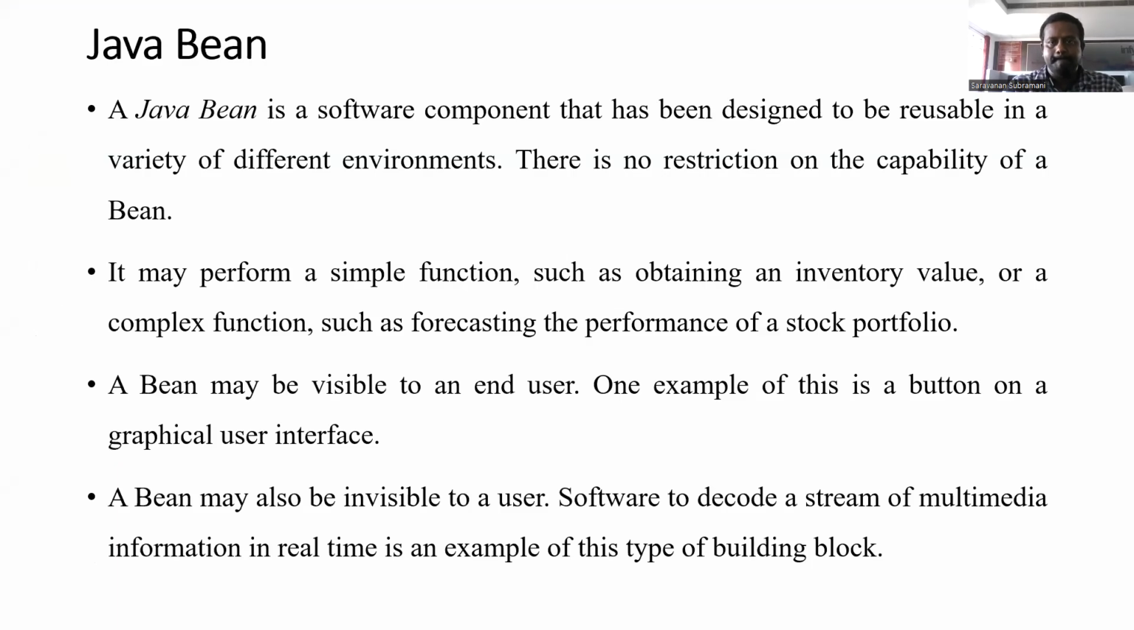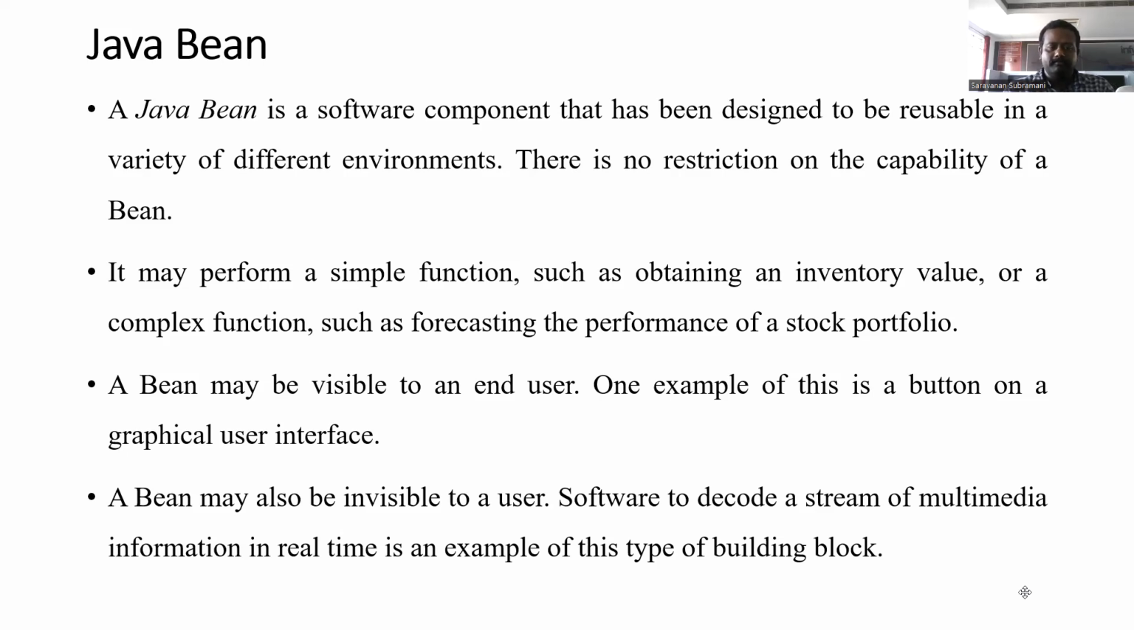Java Bean. A Java Bean is a software component that has been designed to be reusable in a variety of different environments. There is no restriction on the capability of the bean. It may perform a simple function, such as obtaining an inventory value, or a complex function, such as forecasting the performance of a stock portfolio. So it can be used for two different types of tasks, simple type and complex type.